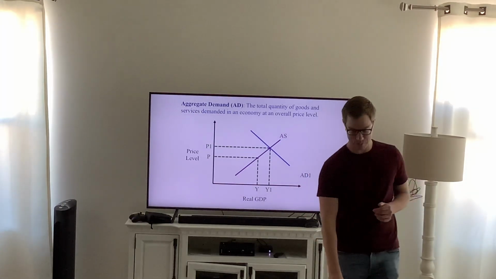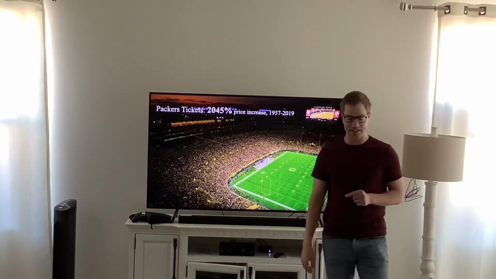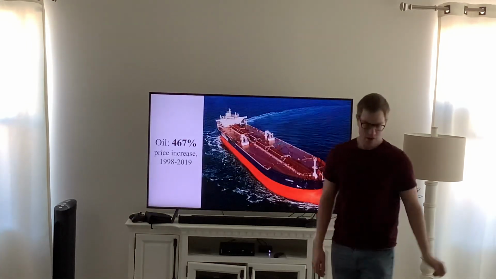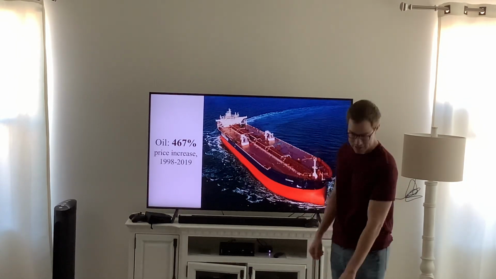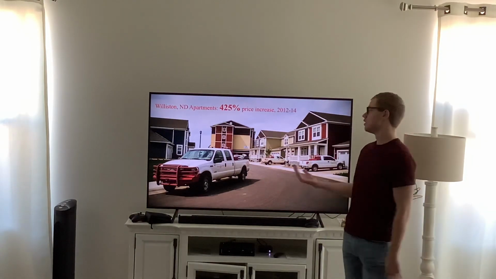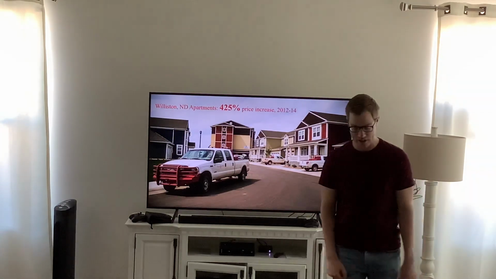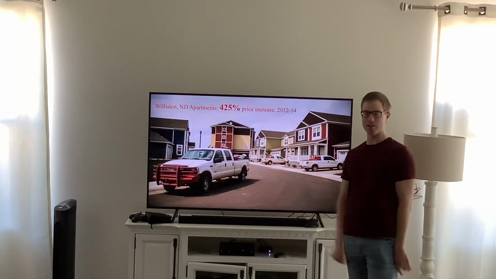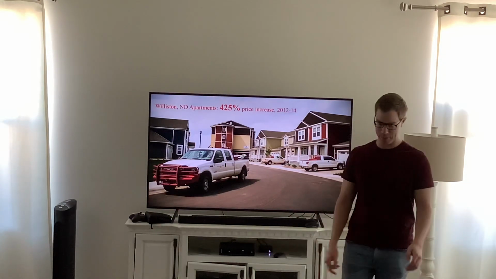Some examples of this would be things like Packers tickets, because you know I'm a Green Bay fan. From 1957 to 2019, the prices have gone up 2,045%. Oil, between 1998 and 2019, the price went up by 467%. One of the causes of an increase in the price of oil was in North Dakota, where they were making some new pipelines and new drilling in the ground, and apartment prices went up by 425%, as a lot of people were coming in looking for jobs. Well, it's a small town in North Dakota, there's not that many apartments, and they can't build them that fast.